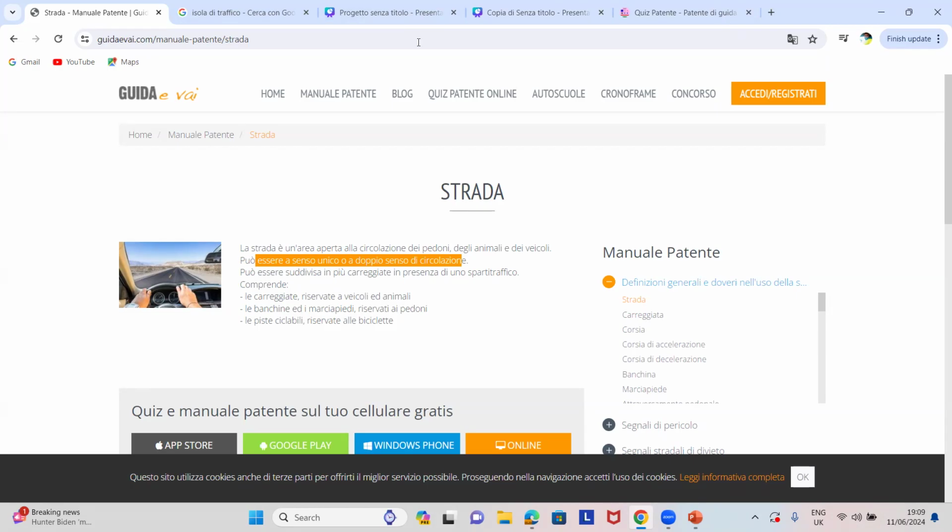Now the concept: strada può essere a senso unico anche doppio senso di circolazione.